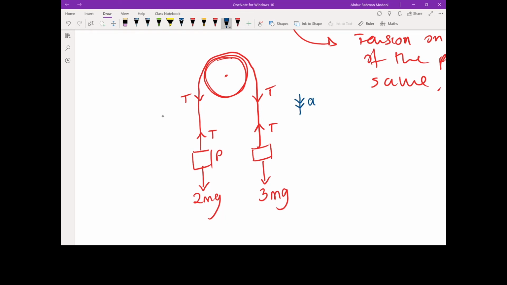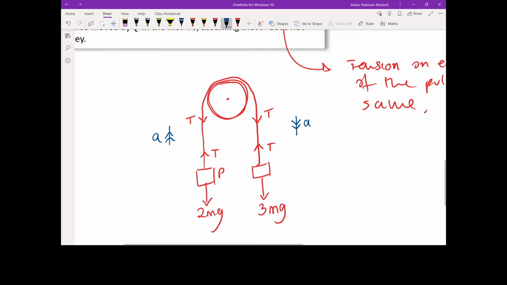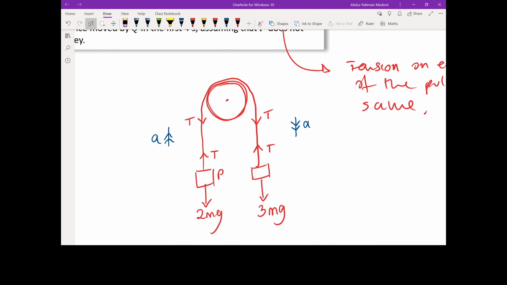What about on the left-hand side? Which way is it going to move? Is it the same acceleration? Why? Inextensible string. So we'll call it the same thing here, A. So really, what is this system doing? It's moving which way? Which way will we take as positive?